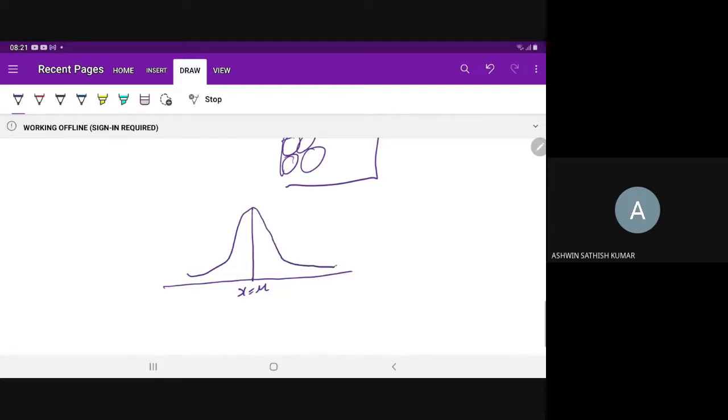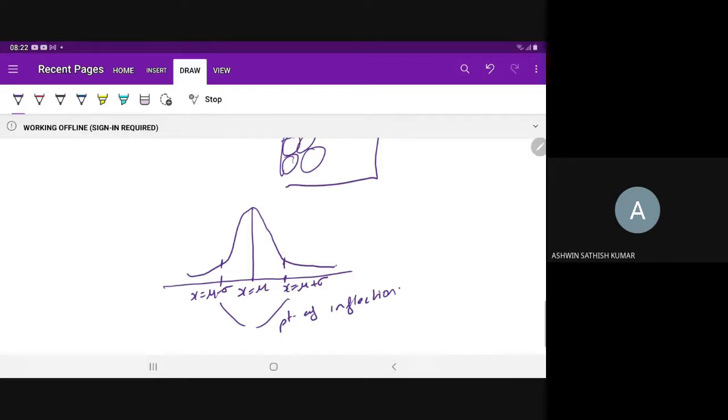So in this, this point is the point of inflection, right? This is x equal to mu minus sigma, and this is x equal to mu plus sigma. So mu plus minus sigma are the points of inflection. And a point of inflection is the stationary point, where the derivative is equal to 0.